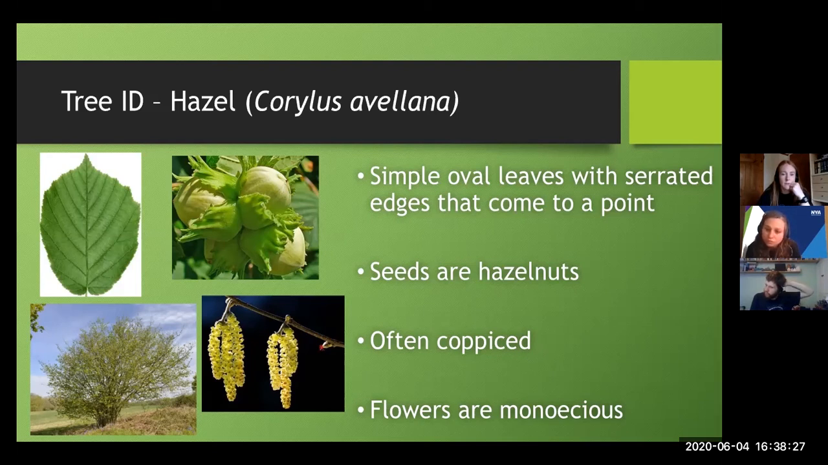The stems, once coppiced, are generally quite straight. So that's one way to tell. When you see a hazel coppice, there's a lot of straight stems and then these big leaves, and they're actually used for walking sticks. In the past, that's what hazel was used for, quite a lot. So if you've got an old walking stick lying around, it's probably hazel.